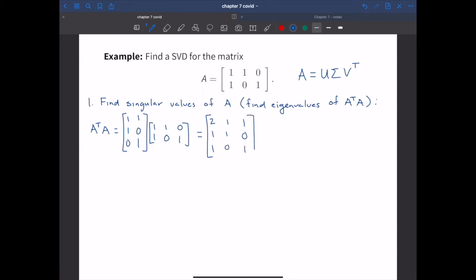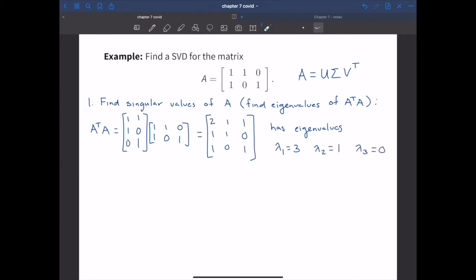Now, a lot of you will recognize this matrix. It's one of the matrices we saw on one of the slides in the last lecture, and we actually have already found the eigenvalues of this matrix. Normally you'd have to find the characteristic polynomial, then find its roots, but we already did that work on one of the previous slides. So I'm just going to write down the result. This matrix has eigenvalues lambda 1 equals 3, lambda 2 equals 1, and lambda 3 equals 0.